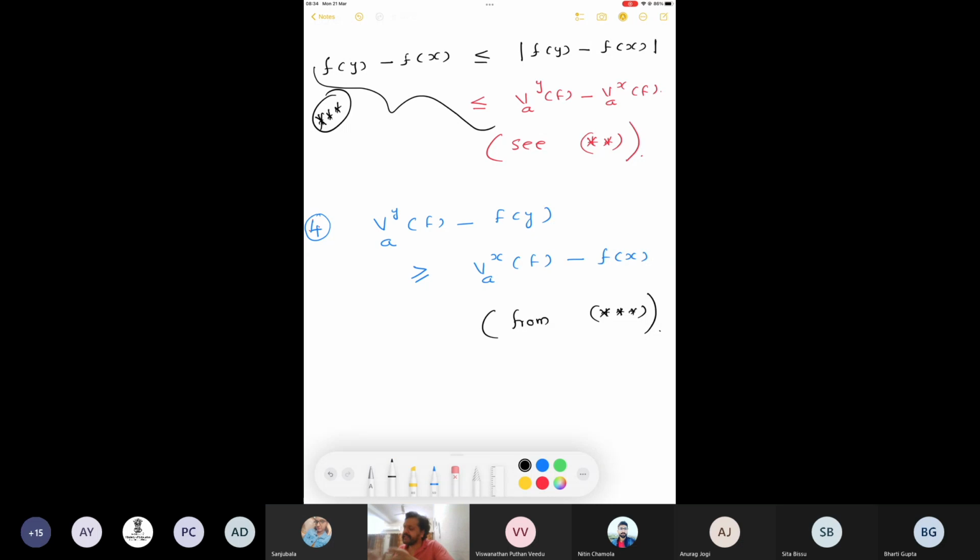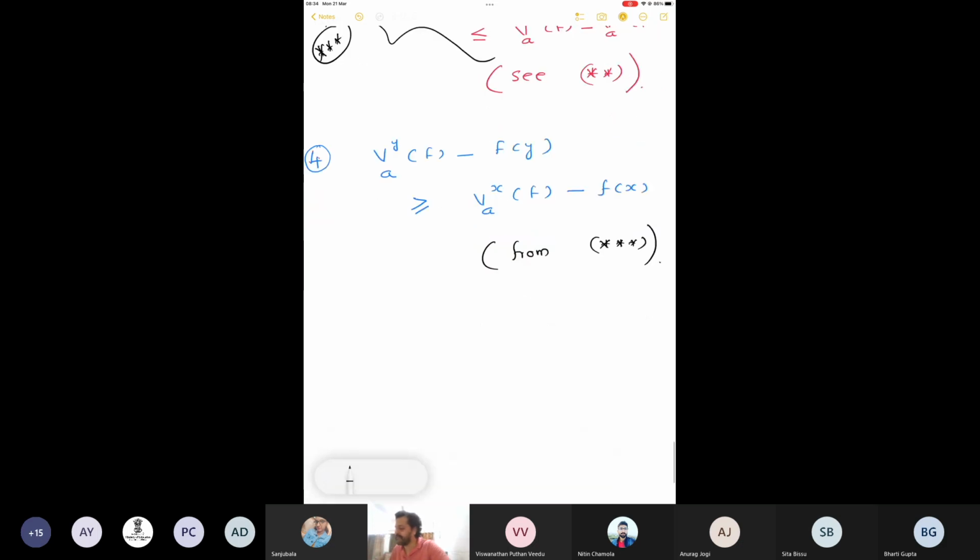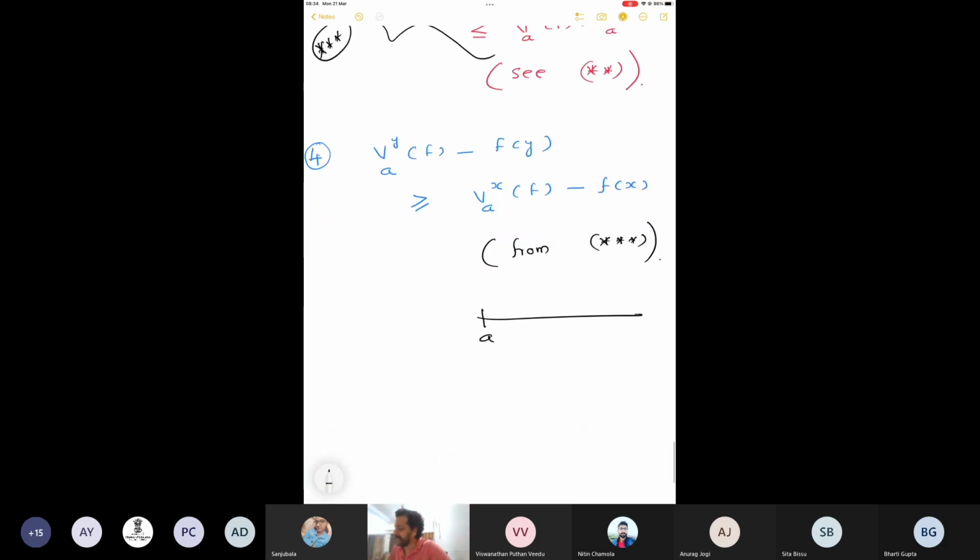What does this inequality tell you? V_a^y f minus f(y) is greater than or equal to V_a^x f minus f(x). Remember, x and y are two points between a and b, and x is less than or equal to y. So what does this inequality tell you? Look at the function V_a^x f minus f(x), call it g(x). Then what does it tell about g(x)?